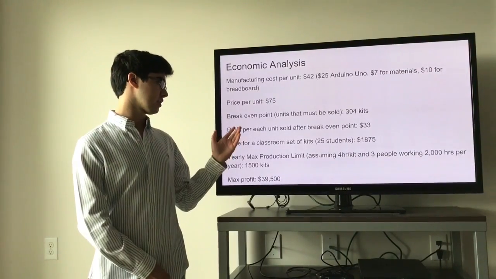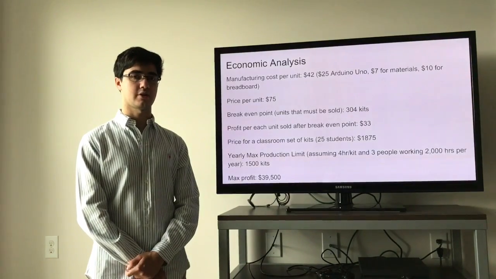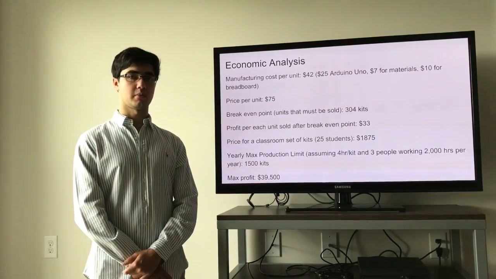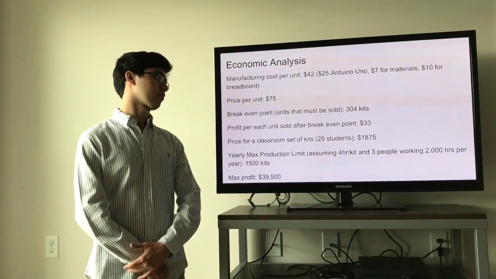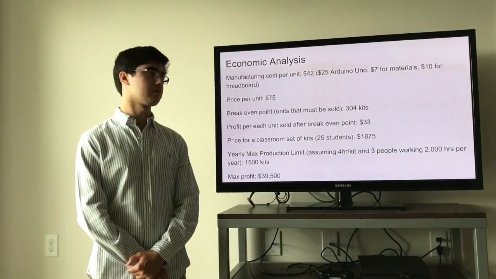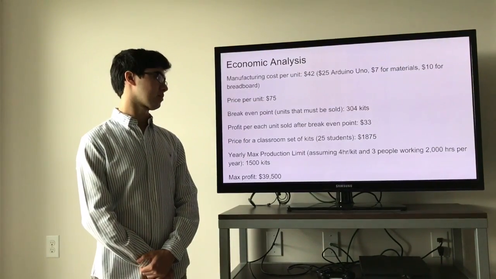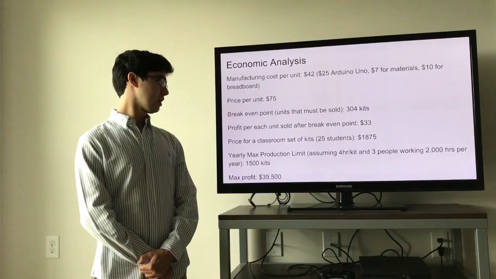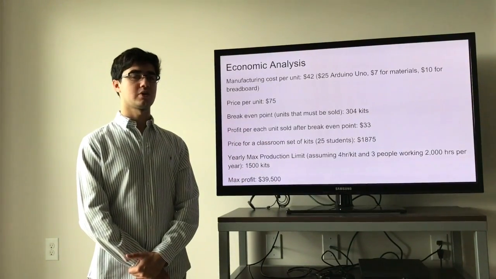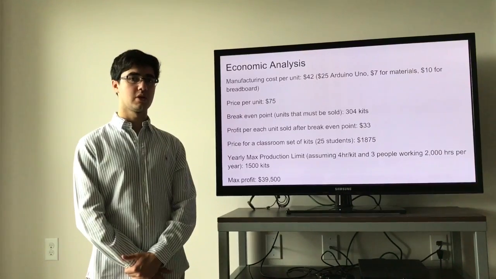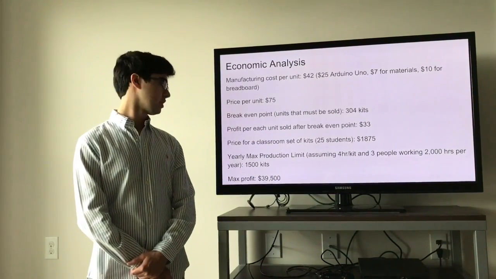This gives us a profit per unit of $33 after the initial $10,000 cost is overcome. And so this leaves us with a break-even point of 304 kits sold. This is quite a low number. We thought that at this price point it's quite reasonable. Then we estimated that a classroom is about 25 students, so a set of 25 kits for a classroom would cost $1,875, which is a fairly reasonable amount.